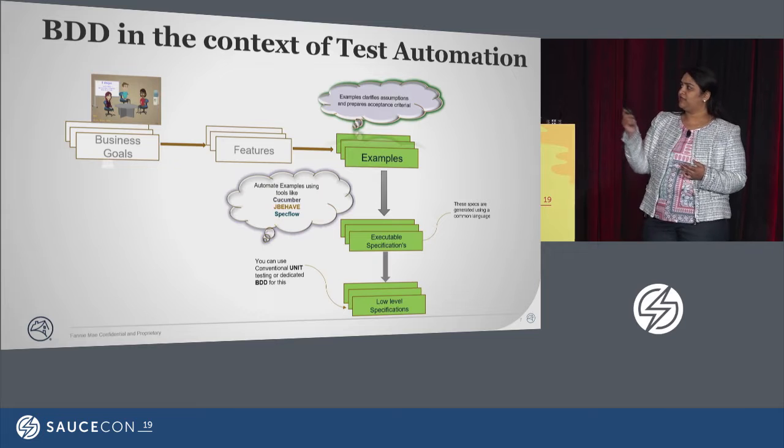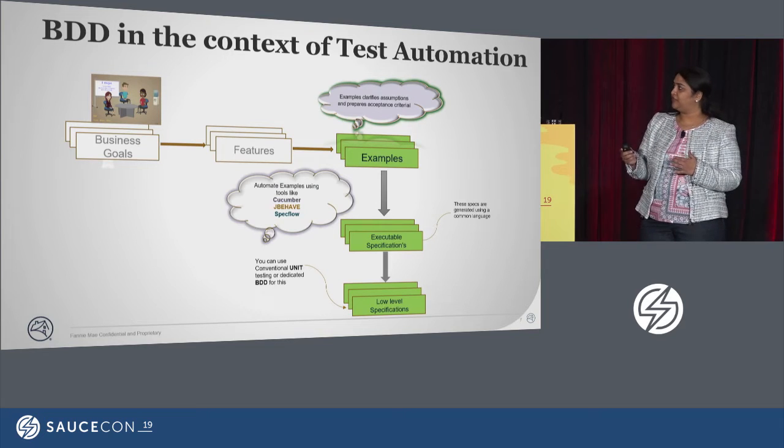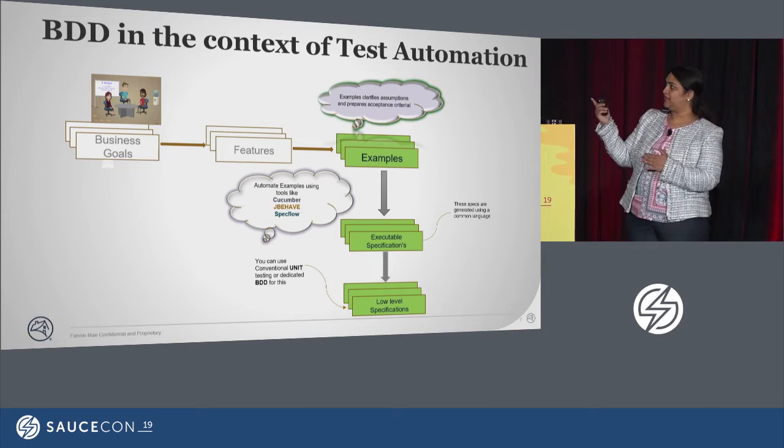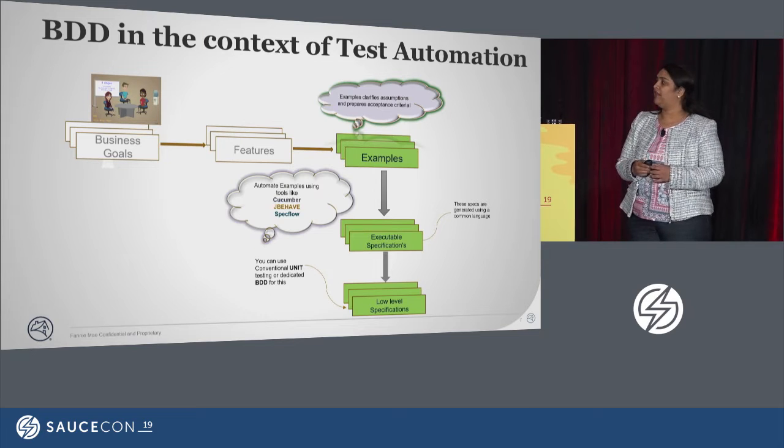They understand the business goals and then convert them into features. The features use examples, and they'll drive executable specifications. There will be some low-level specifications as well as executable specifications. There are a couple of tools and libraries in the market that you can use to create these executable specifications, like Cucumber, JBehave, SpecFlow, and many others.